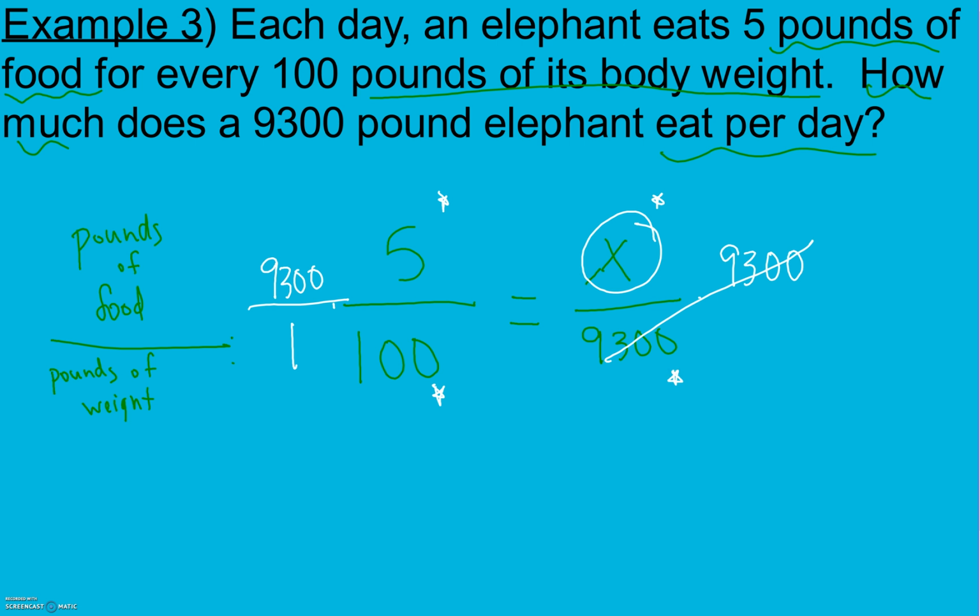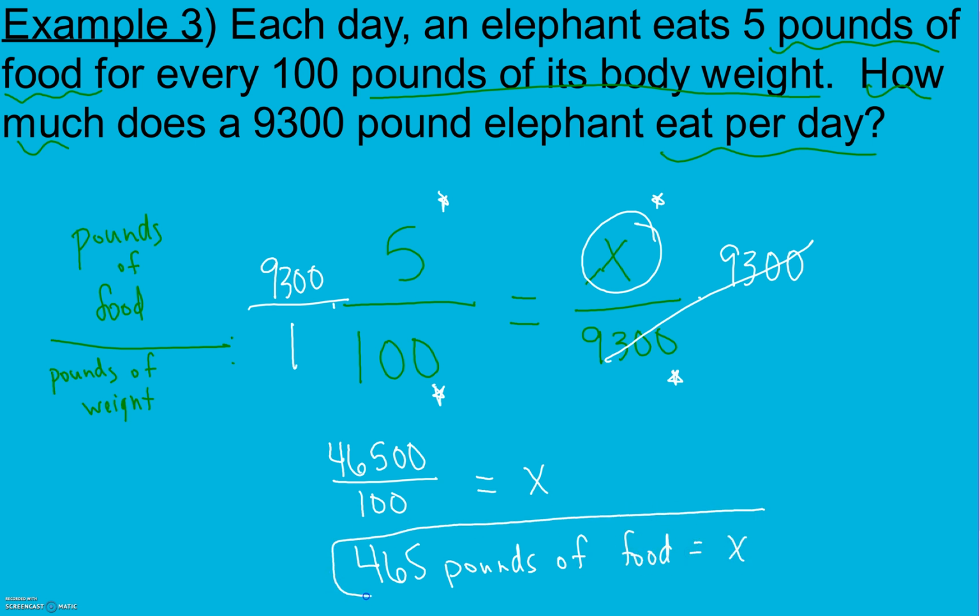When we multiply there, in our numerator, we're going to get 46,500 over 100. And when we divide, we get 465 pounds of food, which means I may need to rethink my plan to have a baby elephant. And that is all for section 6.2.